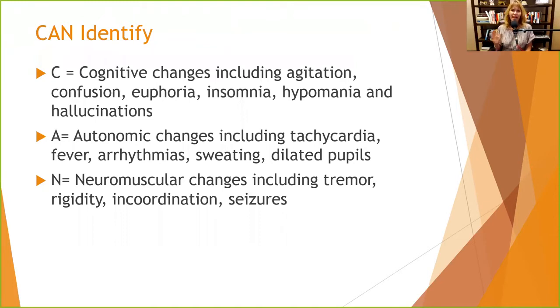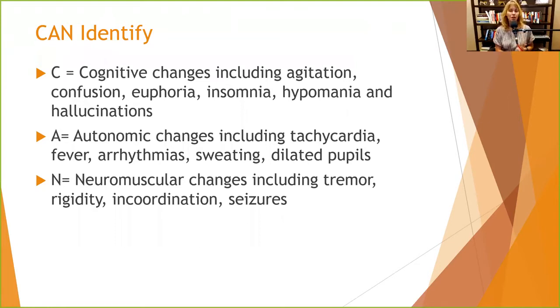So the agitation, hypomania, hallucinations, cognitive changes, difficulty thinking. Then you have A, which stands for autonomic changes, including tachycardia, fast heartbeat, fever, and this can be one of the most life-threatening symptoms of serotonin syndrome. Arrhythmias, irregular heart rate, so it may not always be really, really high. Sweating and dilated pupils. Now, again, when those pupils start to dilate, people start thinking more in terms of intoxication, often, not serotonin syndrome. Could you argue that it's a form of intoxication? Well, yeah, but this is probably one that they didn't bargain for.